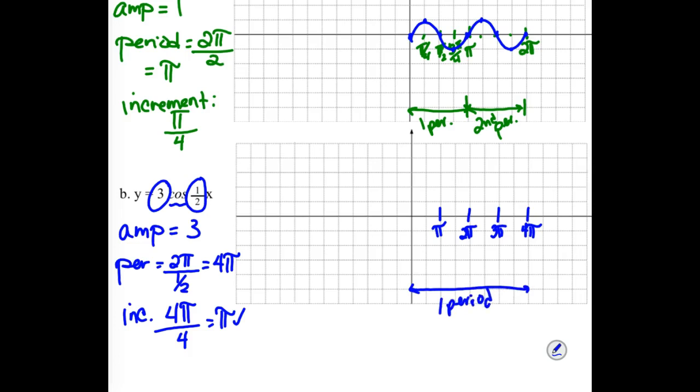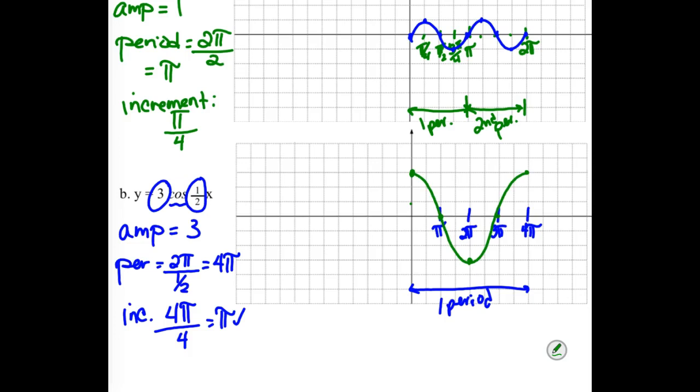All right, it is a cosine curve. Cosines start high. We have an amplitude of 3, so instead of starting at 1, I'm going to start up here at 3. So I go from high to 0 to low. Now low in this case will be -3. Again, that vertical stretch. Back to 0, back to our high point. This will be 1 period for that cosine.